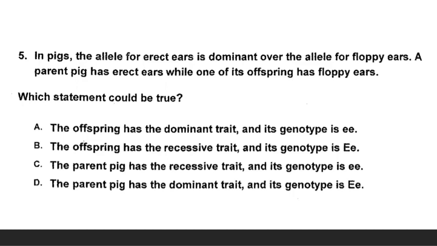Number 5, in pigs, the allele for erect ears is dominant over the allele for floppy ears. So we have two different kinds of ears here in pigs. So we have erect ears, which means the ears stand up, and then we have floppy ears, which are where the ears are, well, floppy. So dominant is erect, so we know that this is going to be our dominant allele, and our recessive allele are floppy ears. So it says that a parent has erect ears, but its offspring has floppy ears.